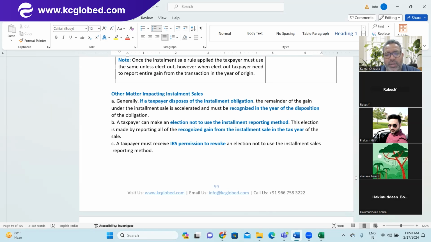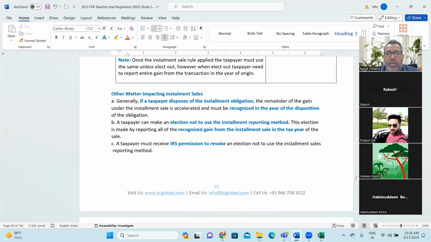Second, a taxpayer can make an election not to use the installment reporting method. This election is made by reporting all of the recognized gain from the installment sale in the tax year of the sale. So the taxpayer can elect not to use the installment reporting method, but for that, in the year when you're electing out, you need to pay taxes on the current year's entire income plus the earlier years' pending income which you have not recognized. So for both, you need to pay taxes in the current year.